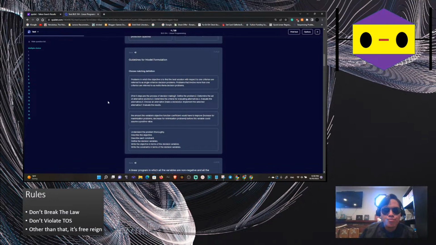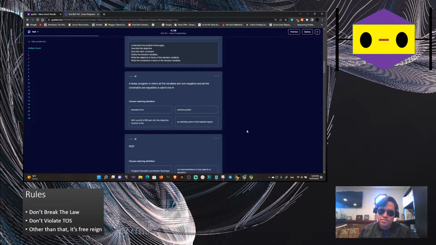Guidelines for model formulation. I think we need to understand them thoroughly. We need to describe the objective, each constraint, decision variables, the objective in terms of decision variables, and constraints in terms of decision variables. What do you think? I feel D. Understand the problem thoroughly. Model from D. I feel like it makes the most sense.